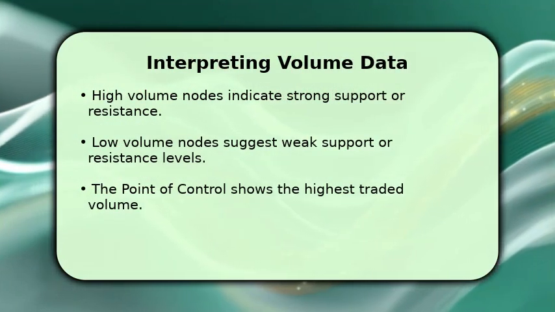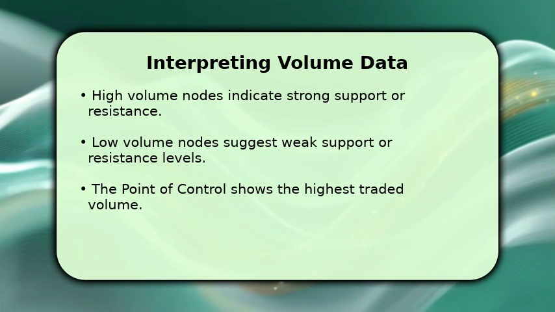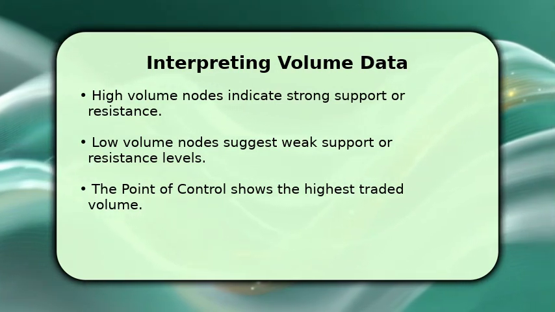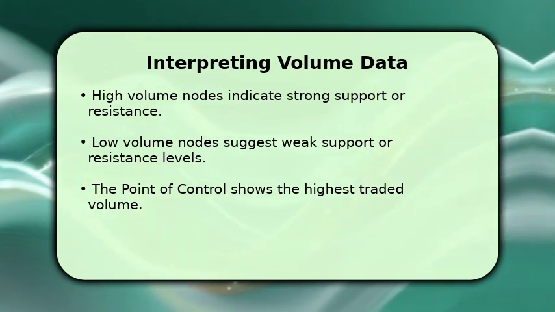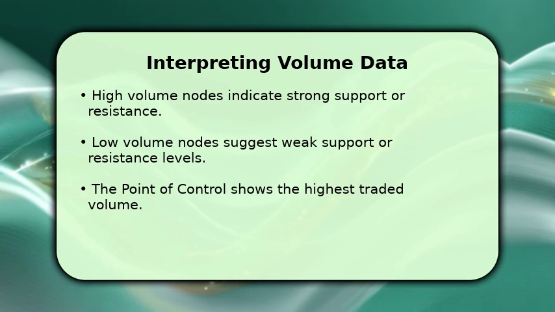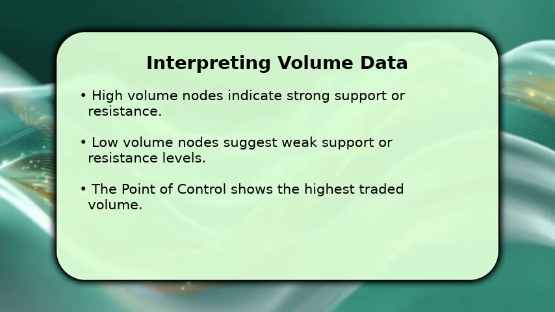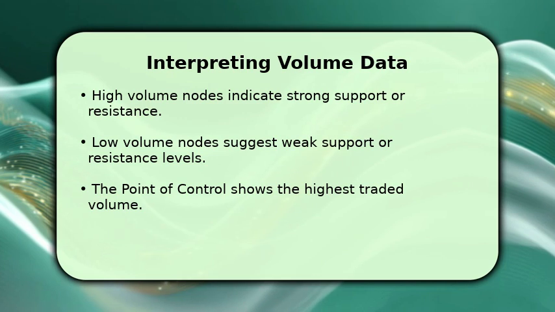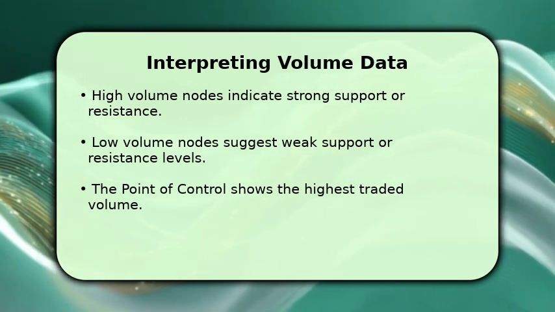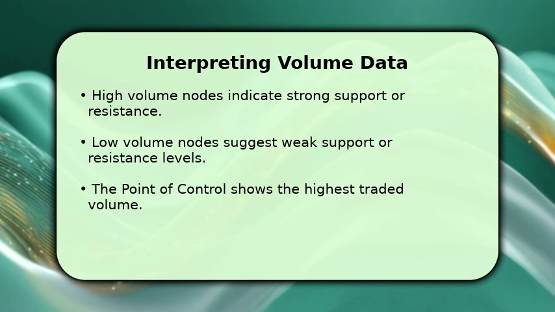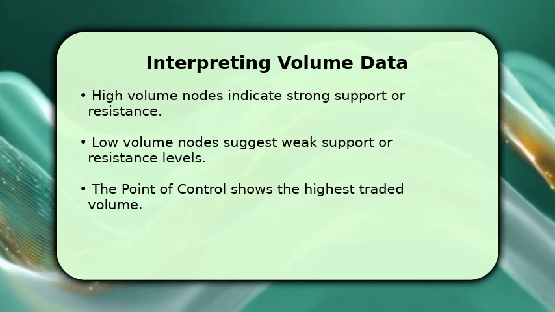Understanding what the volume profile shows is crucial for effective trading. High-volume nodes, often called value areas, indicate strong support or resistance levels where significant trading occurred. Conversely, low-volume nodes suggest areas of weak support or resistance, where price might move quickly.